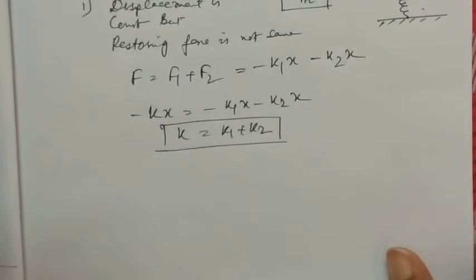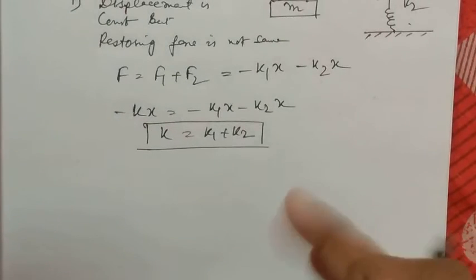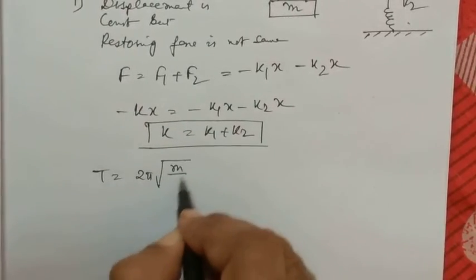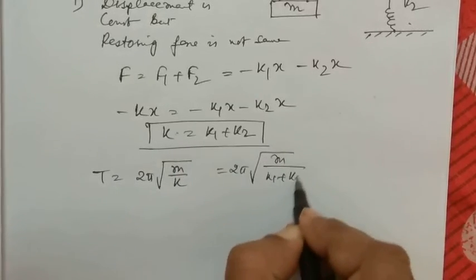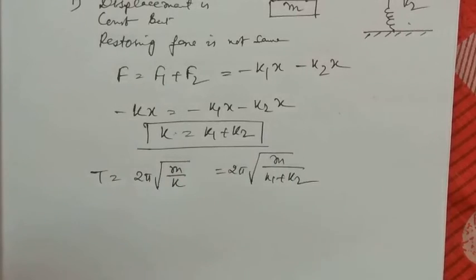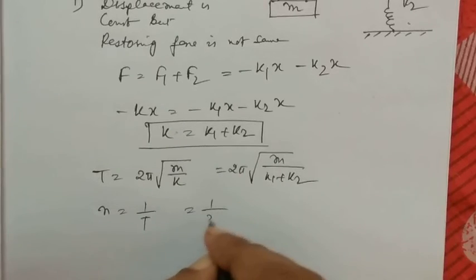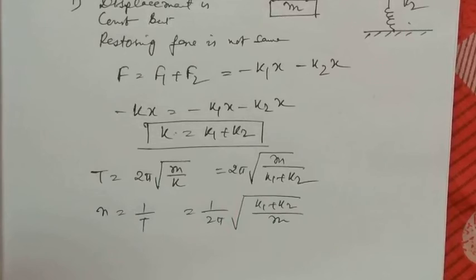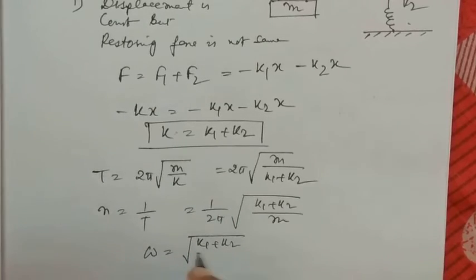Similar to the relation that we found in class 10 for series combination of resistances. Now the time period T was equal to 2 pi root over m by K. So 2 pi root over m by K1 plus K2. Already we know how to find the value of n, the frequency. So 1 by T becomes 1 by 2 pi root over K1 plus K2 by m, just the reciprocal of the value of T. So the angular frequency omega is equal to 2 pi n. So 2 pi and 2 pi get cancelled. So it becomes omega is equal to root of K1 plus K2 by m.